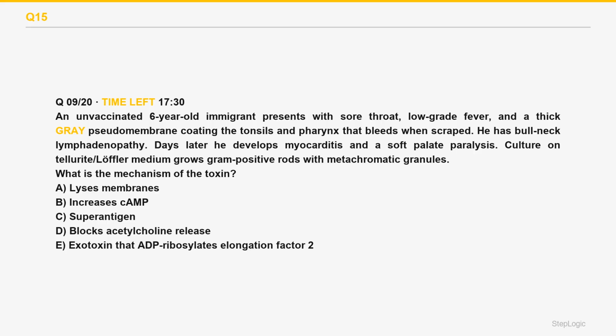What is the mechanism of the toxin? An unvaccinated 6-year-old immigrant presents with sore throat, low-grade fever, and a thick gray pseudomembrane coating the tonsils and pharynx that bleeds when scraped. He has bull neck lymphadenopathy. Days later, he develops myocarditis and a soft palate paralysis. Culture on tellurite Loeffler medium grows gram-positive rods with metachromatic granules.